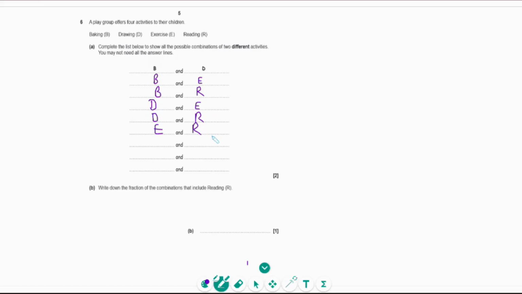Write down the fraction of the combinations that include reading. I've got 1, 2, 3. So it's 3 out of 6. Or you might want to write half for that one.